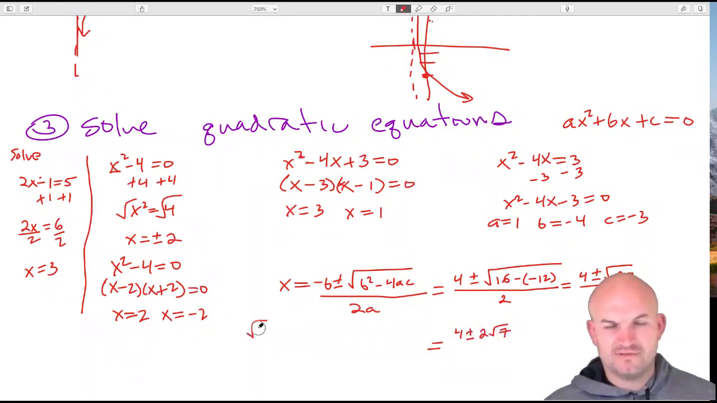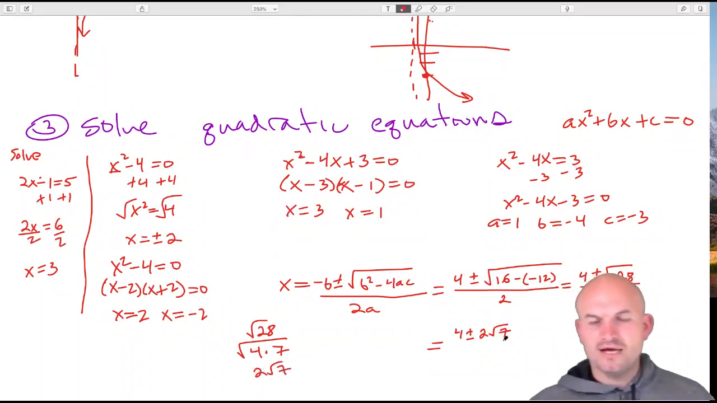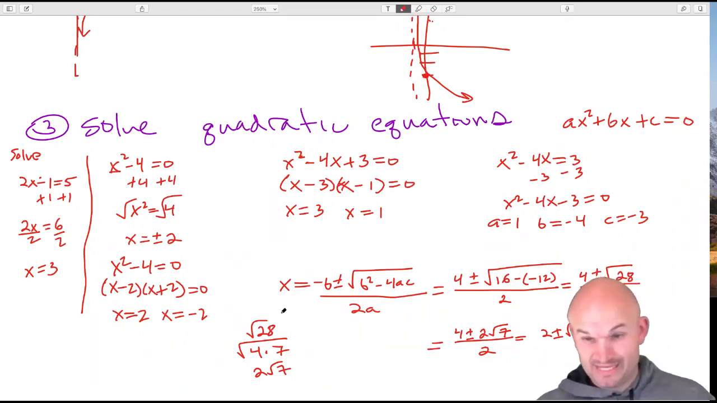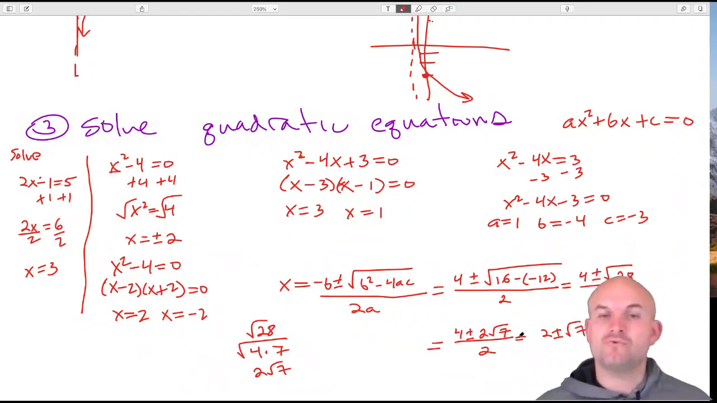And again, for those of you that are not following along, that's 4 times 7. The square root of 4 is 2 radical 7. And that's over 2. And then you can divide the 2 into both of those. So therefore, I'd have 2 plus or minus the square root of 7. So that is what x is going to equal.